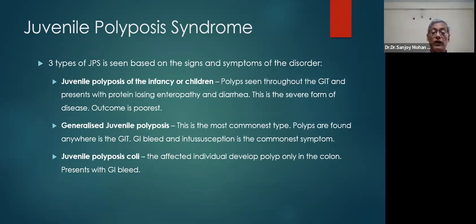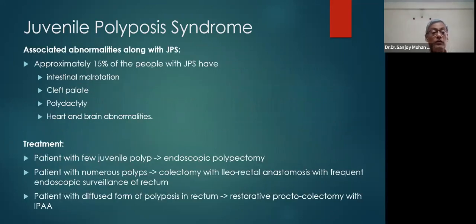Juvenile polyposis syndrome can again be divided into 3 types according to signs and symptoms. Juvenile polyposis of infancy and children: polyps are seen throughout the intestine, presenting as diarrhea and protein losing enteropathy. This is a severe form and the outcome is the poorest. Generalized juvenile polyposis is the most common type, with polyps anywhere in the GI tract; GI bleeding and intussusception are the commonest symptoms. Juvenile polyposis coli: the affected individual develops polyps only in the colon and presents with GI bleeding.